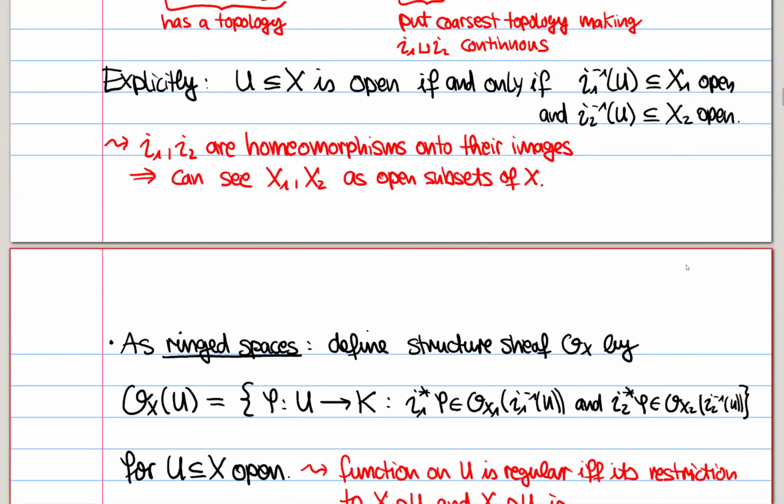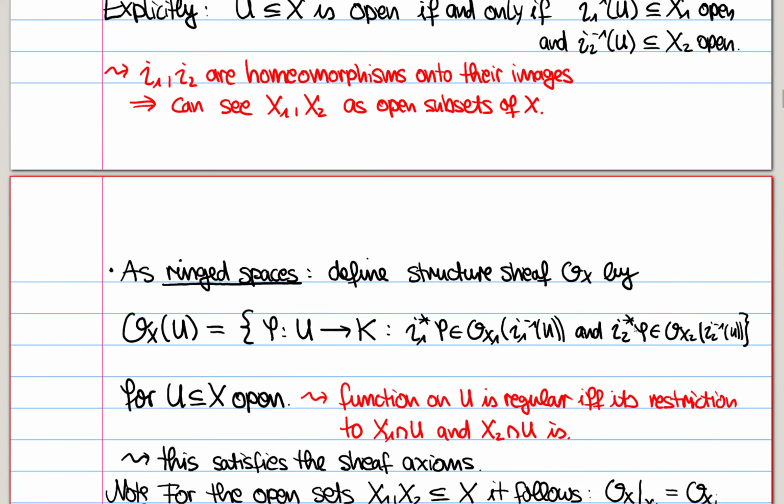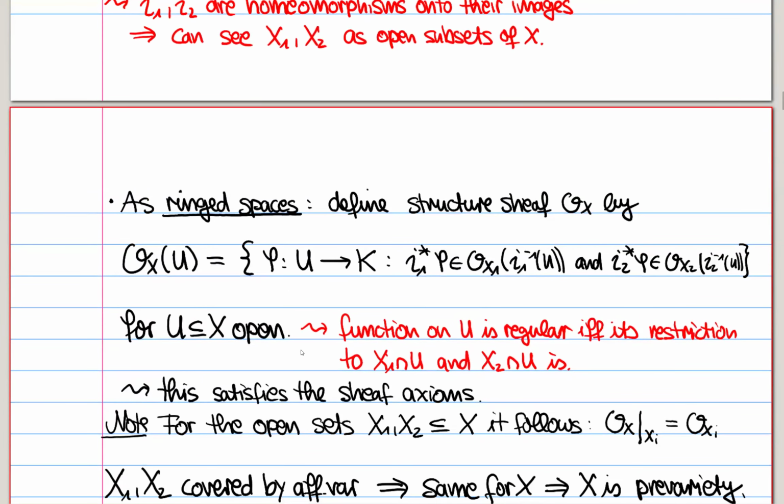So, I mean, it's very similar in spirit to this, that you say it's open if and only if the pre-image is open. And kind of the slogan is the function on U is regular if its restriction to X intersect x1 intersected U and x2 intersected U is.